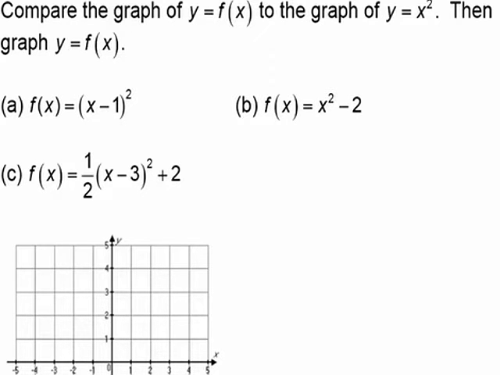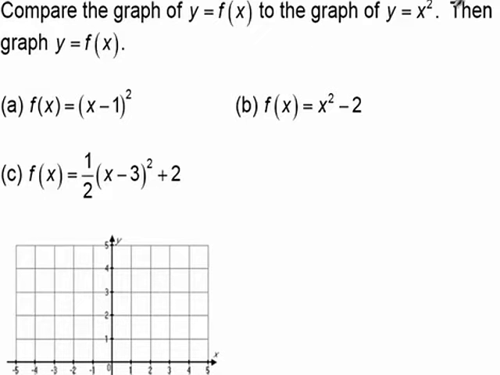Compare the graph of y equals f of x to the graph of y equals x squared, then graph y equals f of x. So part A, we're given f of x is equal to the quantity x minus 1 squared. So how will this graph compare to the graph of y equals x squared? Because of the minus 1 in parentheses with x, this graph will be shifted 1 unit to the right.